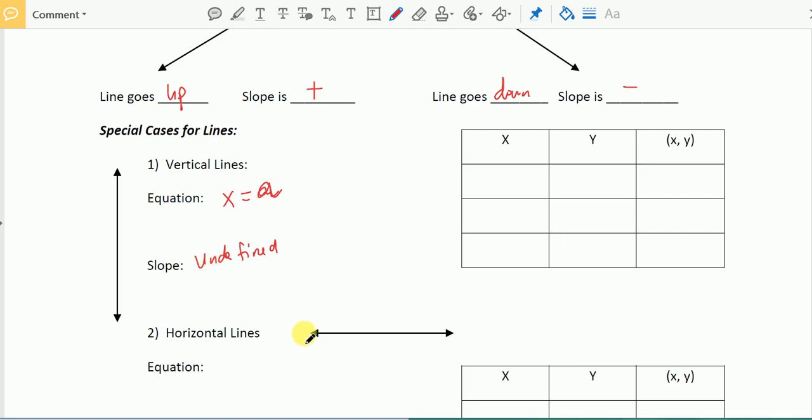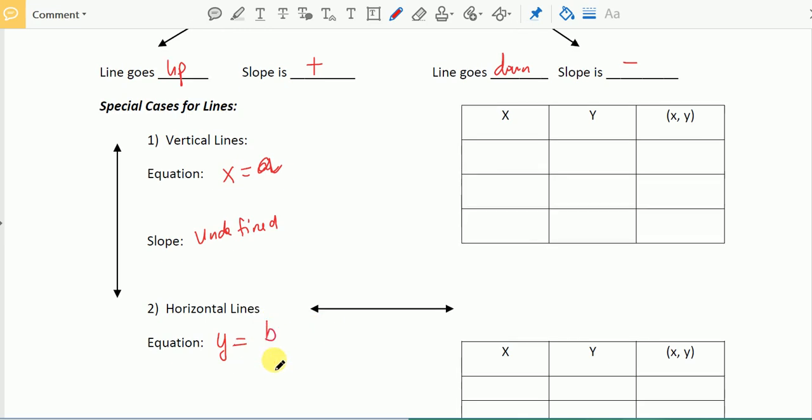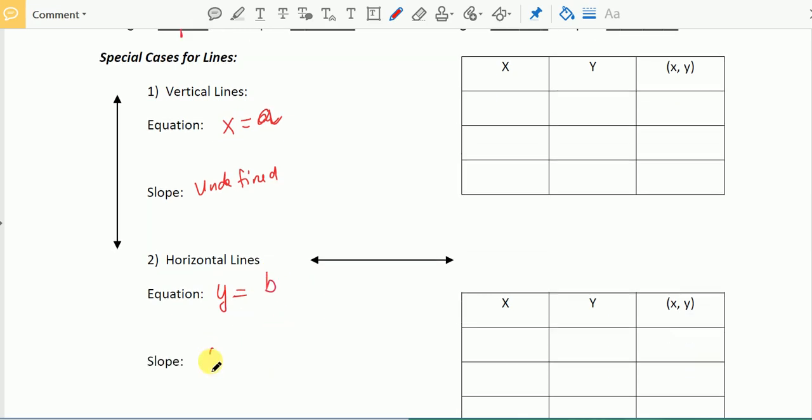However, if you are driving constantly at the same level of the route, then you have zero slope, or the equation is y equal to some number. I call that b, and your slope is 0.